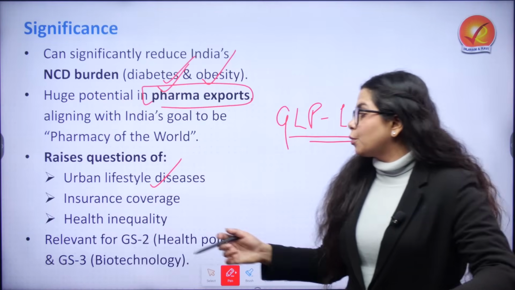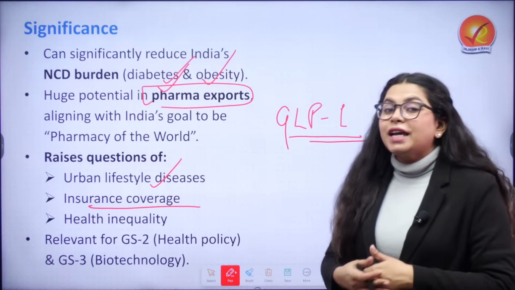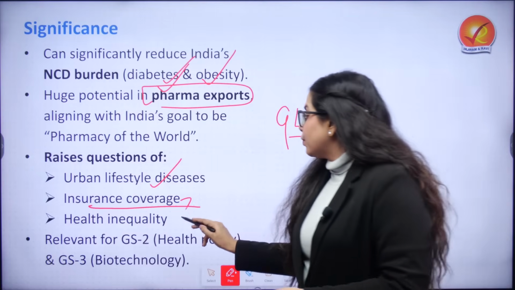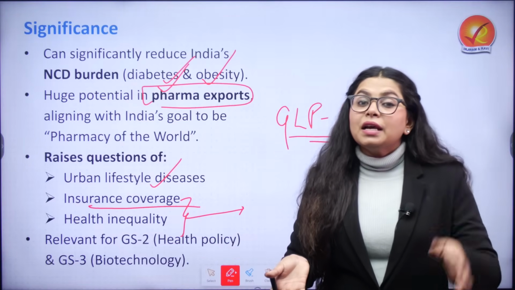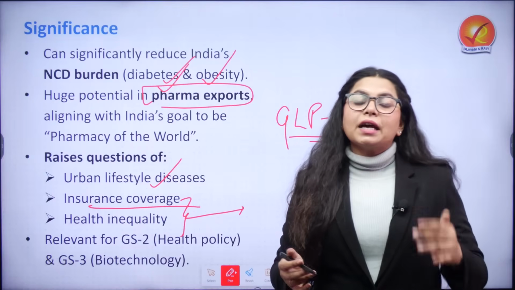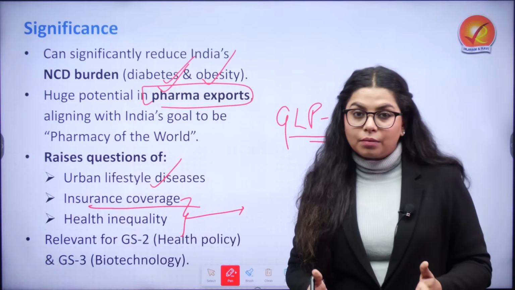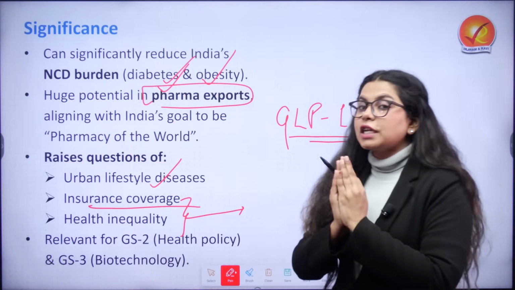It also raises questions related to insurance coverage and health inequality, because GLP-1 drugs and the medicines commonly used are expensive and beyond the middle class and lower class income groups. So, this was for GLP-1 drugs.